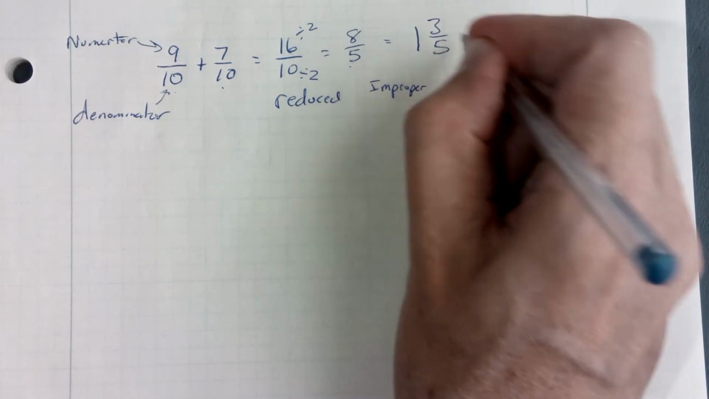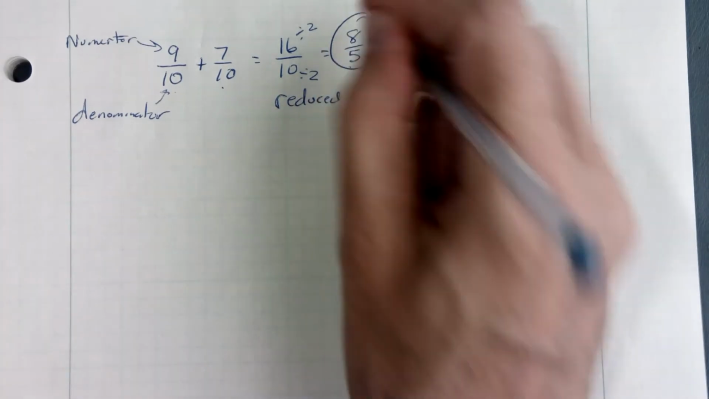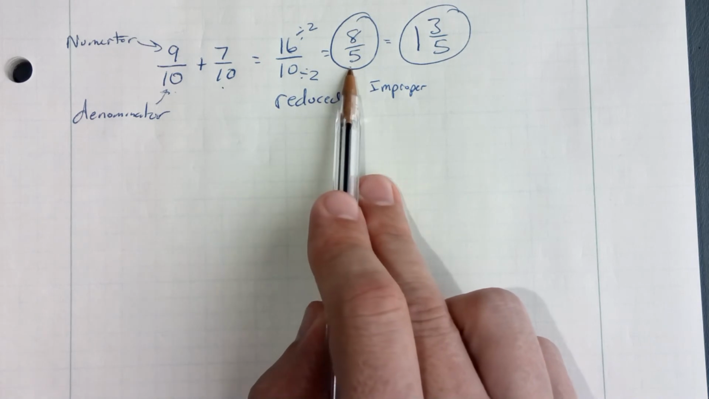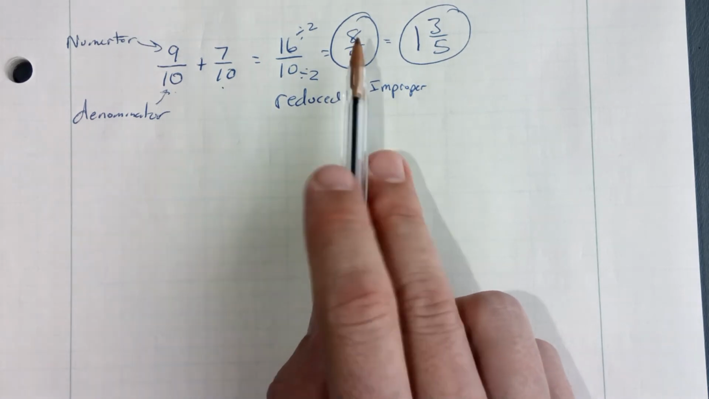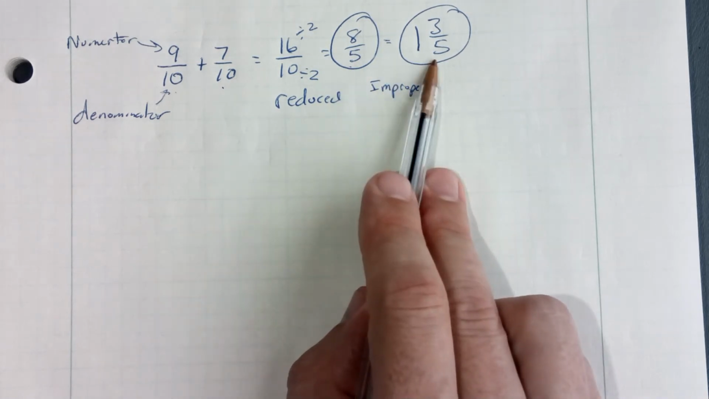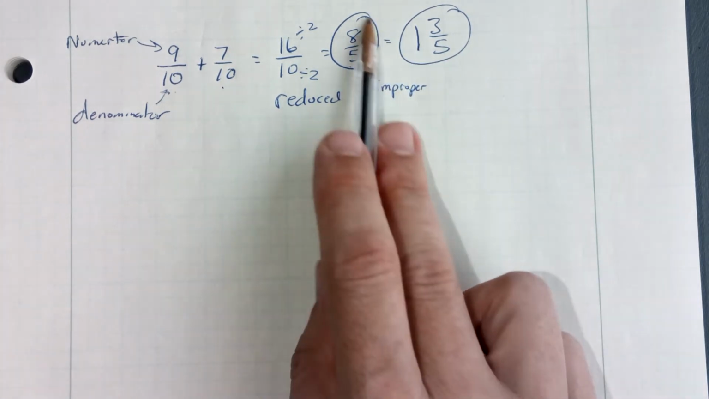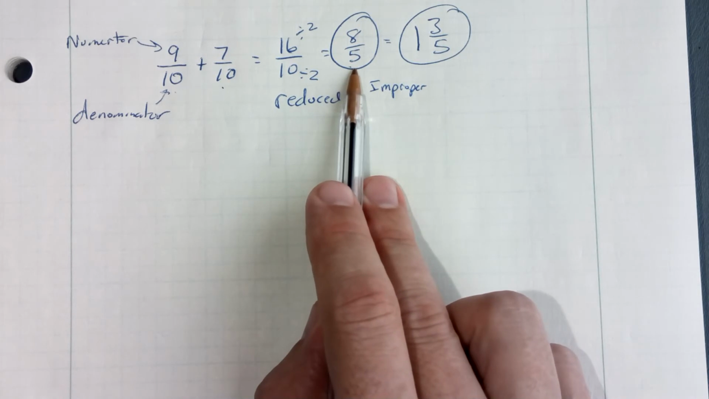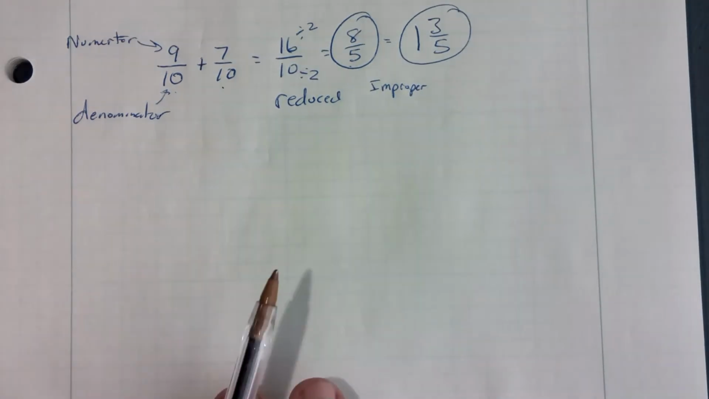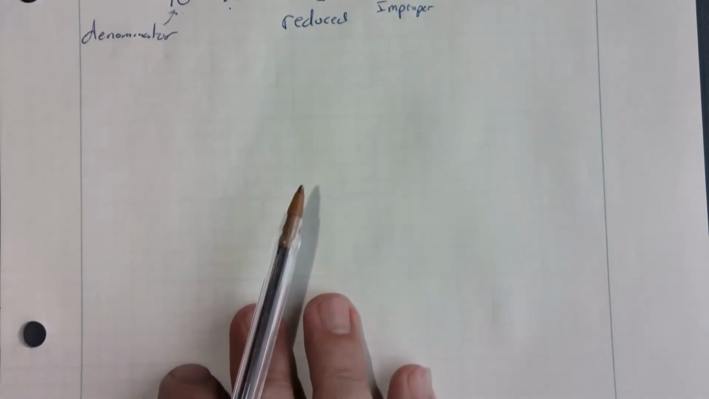But I'm going to tell you that either of these is correct. I would recommend you leave it as an improper fraction. You won't get marked wrong. It's one less step to do and one less mistake you could make. So I like the 8/5, the improper fractions, but if you want to convert it to 1 3/5, that is perfectly fine. Now, what happens if we have a fraction that doesn't have a common denominator?